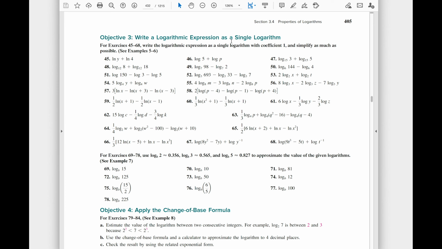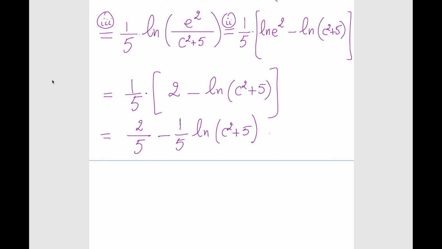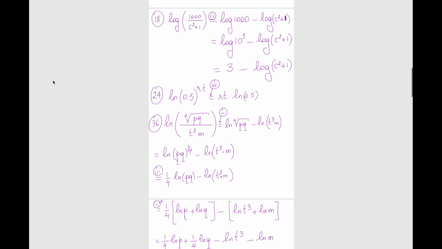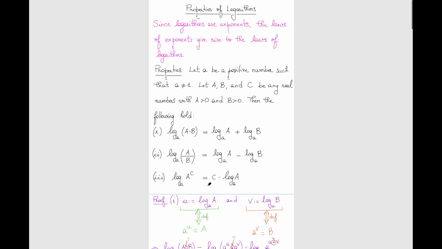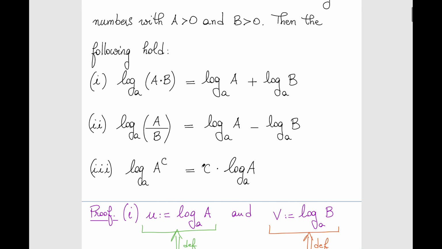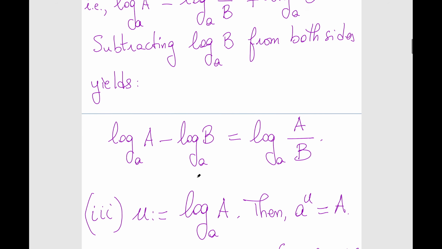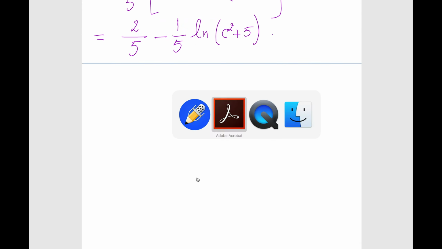They want us to write the whole thing as a single log. Write the logarithmic expression as a single log with coefficient 1, and simplify as much as possible. By coefficient 1, they mean if the coefficient is not 1, just bring it up as an exponent and get the 1. Makes sense? So this is what they mean. All right, back to the book. Let's choose a problem.